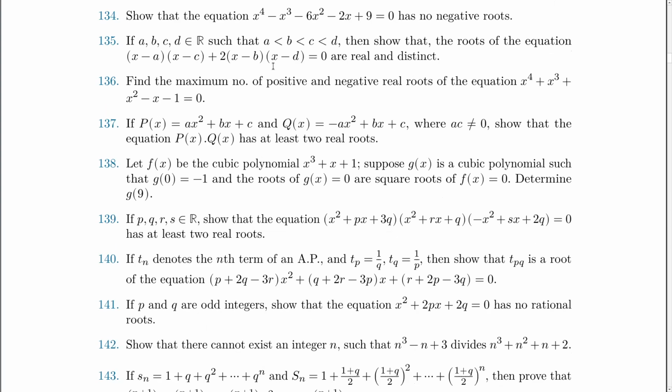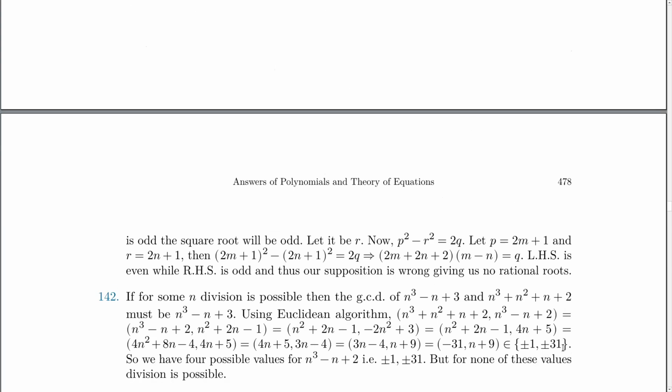Now we solve question number 142. Show that there cannot exist an integer n such that n cube minus n plus 3 divides n cube plus n square plus n plus 2. So we assume that there is some n for which it is possible. Then the GCD of the two given terms would be n cube minus n plus 3. Now we use the Euclidean algorithm and we compute the GCD.